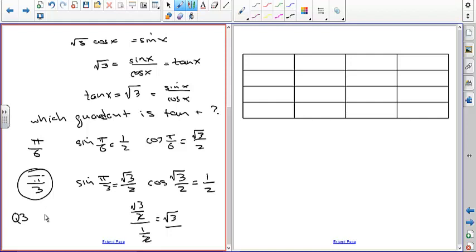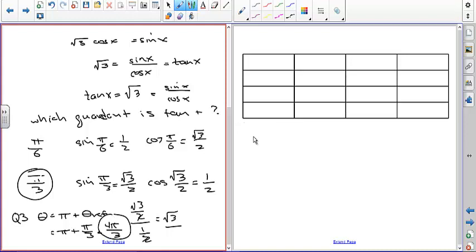So our third quadrant solution is pi plus the reference angle. And the reference angle is this pi over 3, your solution in the first quadrant. So you get pi plus pi over 3, which is 4 pi over 3. Okay, so that's how you would do it without using your calculator.